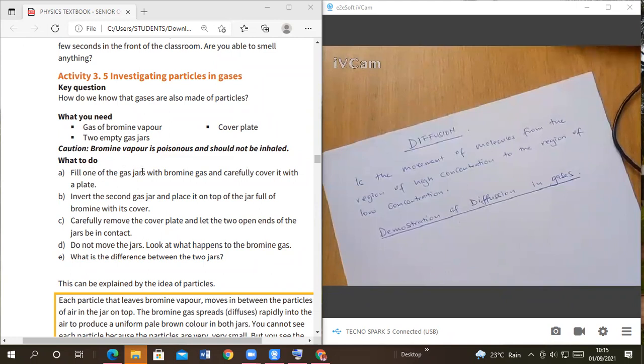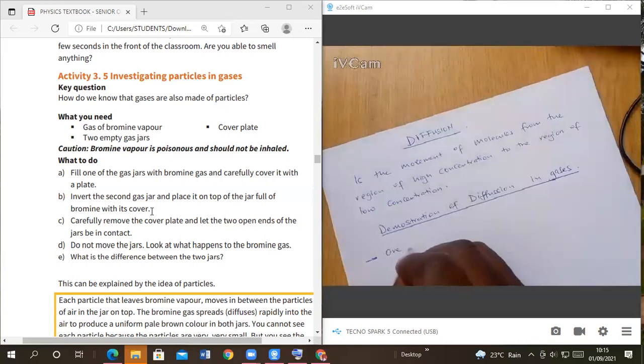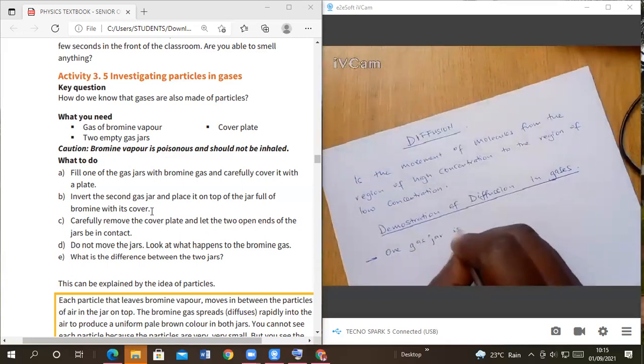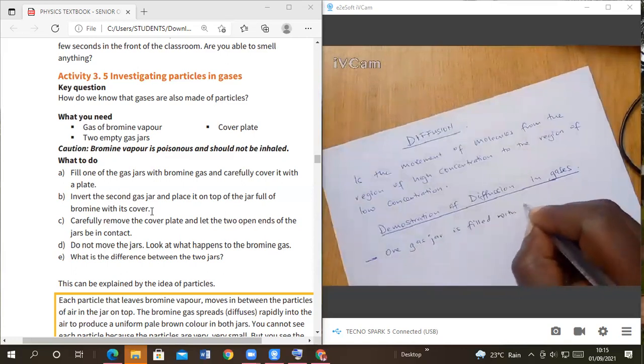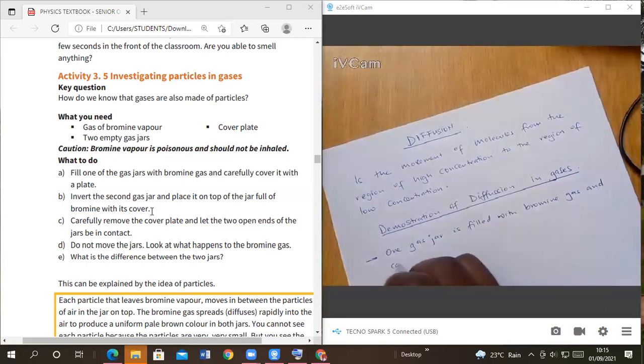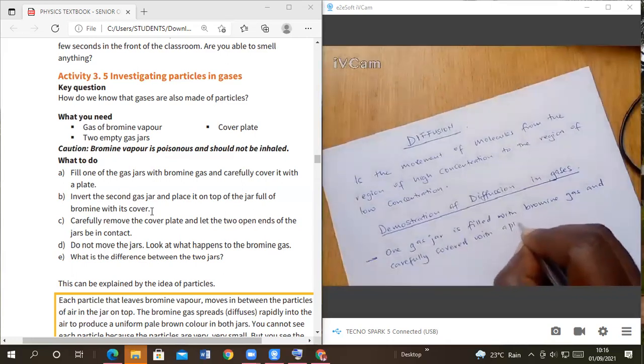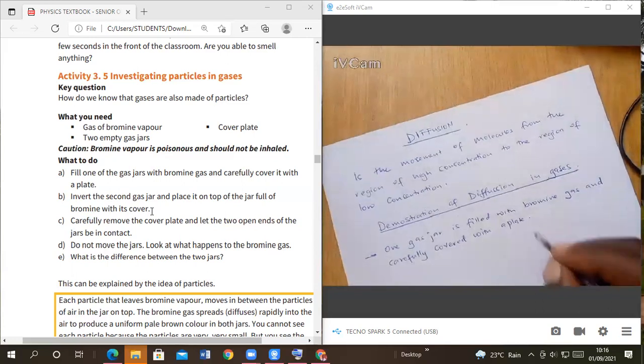They're saying fill one of the gas jars with bromine gas and carefully cover it with a plate. Then insert the second gas jar and place it on top of the jar full of bromine with its cover. So let me first write the first one. How do we summarize that? If you're writing your notes very well, you write that one gas jar is filled with bromine gas and carefully covered with a plate. Are we together? With a plate.